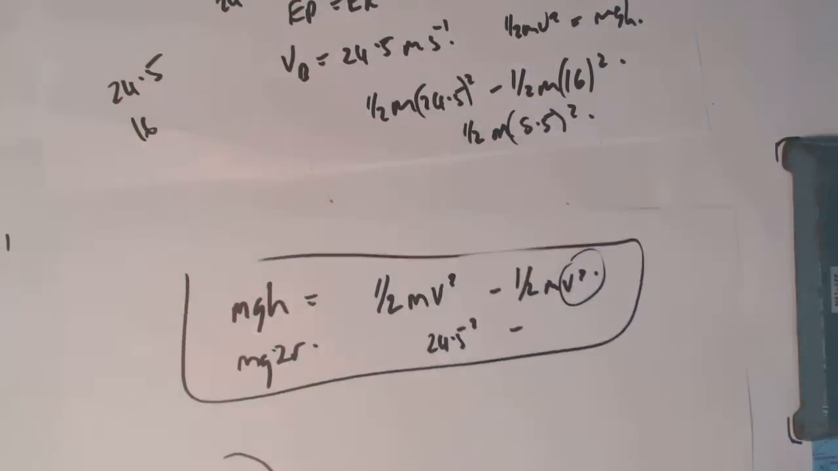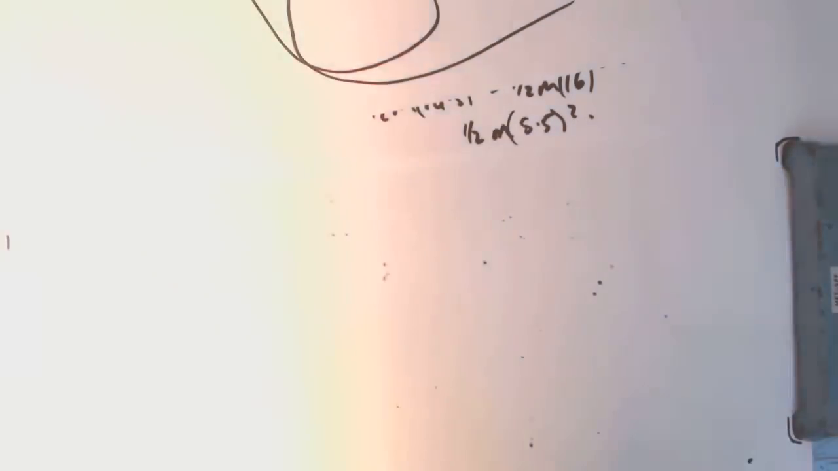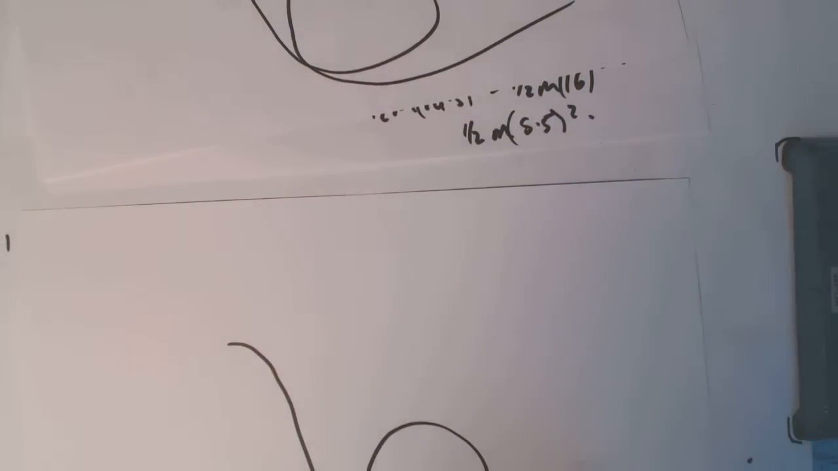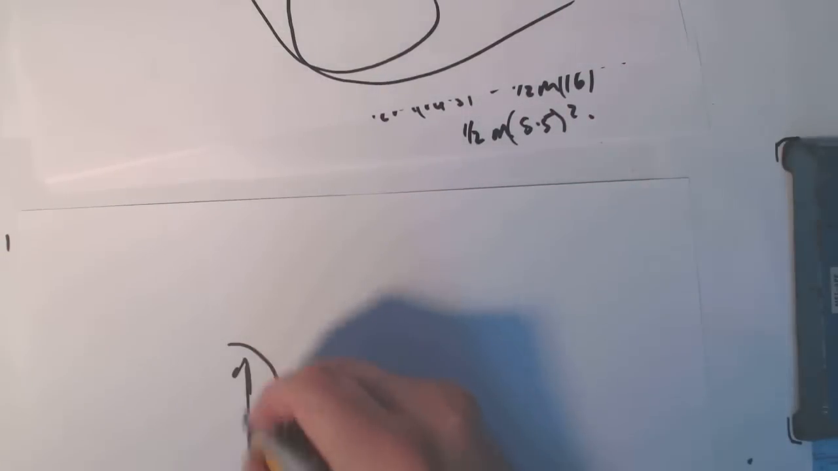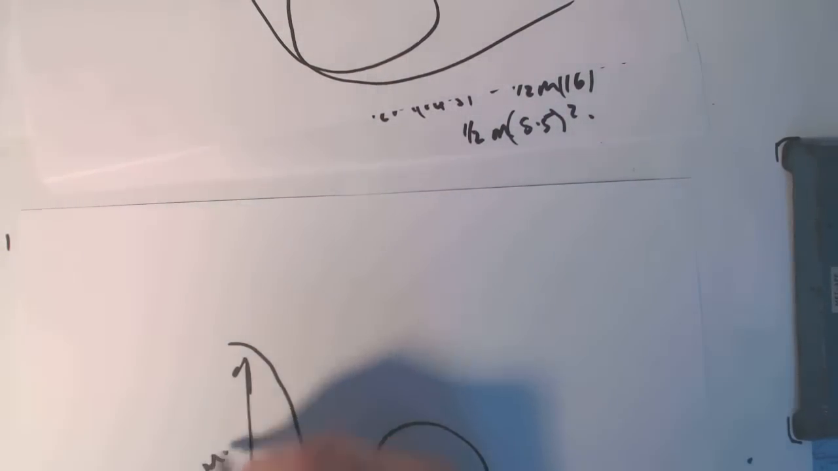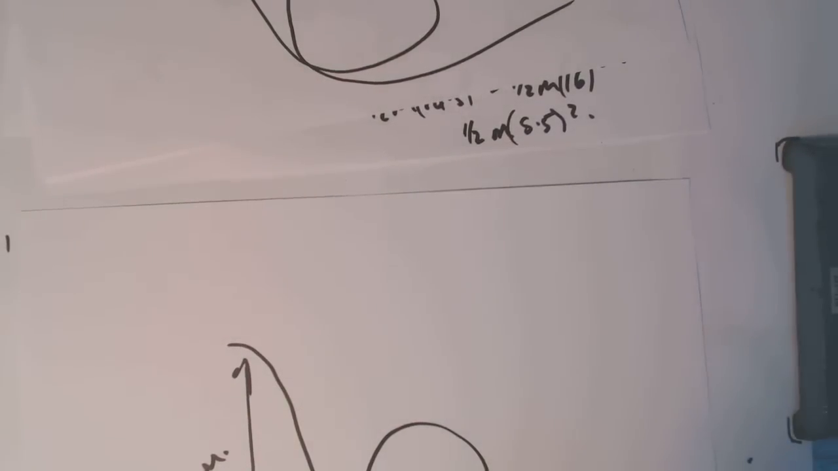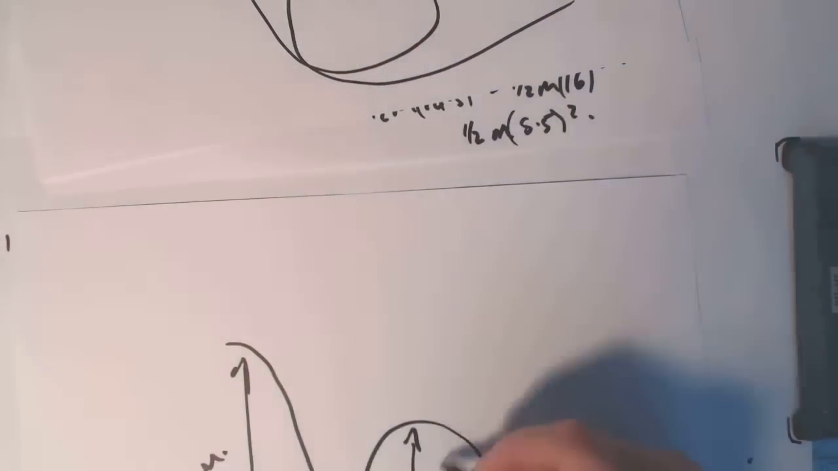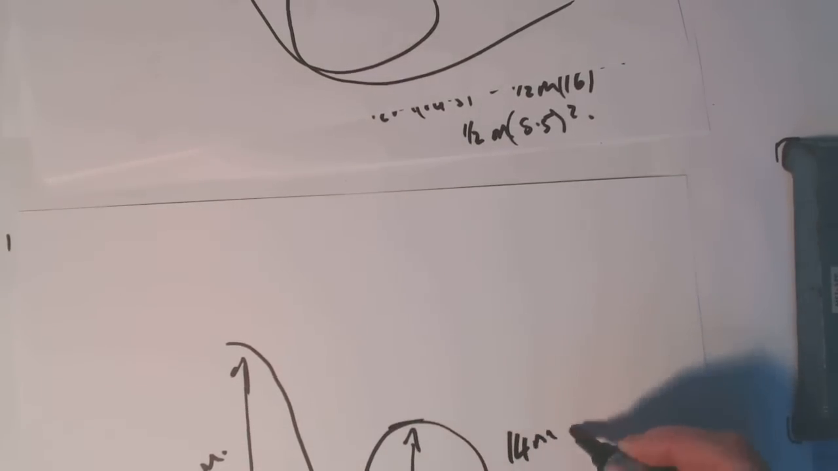Oh, another real crap circle. Let's get another bit of paper. The easy way to do this one is like this. At the bottom, we've got the 30 meters. At the bottom, we've got the 24.5 meters per second. I've said that's 14 meters, or 2r. What's the speed at the top?